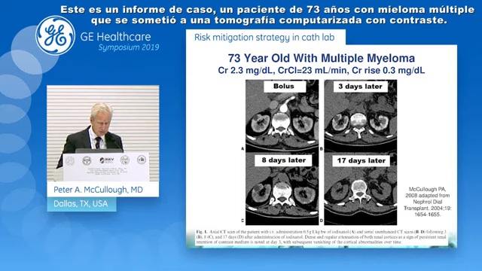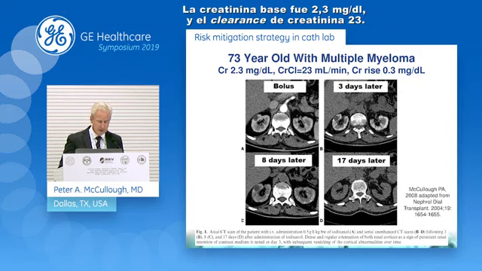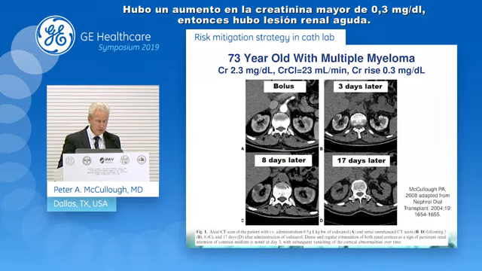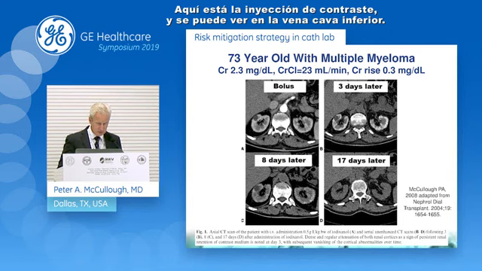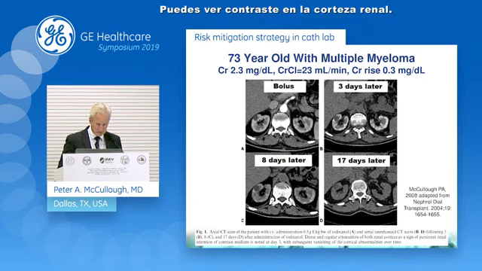So here's one case report. A 73-year-old patient with multiple myeloma had a contrast administration by CT. Baseline creatinine was 2.3 milligrams per deciliter, creatinine clearance 23. There was a creatinine rise of greater than 0.3 milligrams per deciliter, so there was acute kidney injury. Here's a bolus of contrast, and you can see this in the inferior vena cava. You can see contrast in the renal cortices.